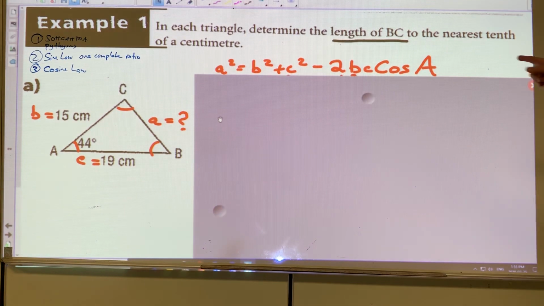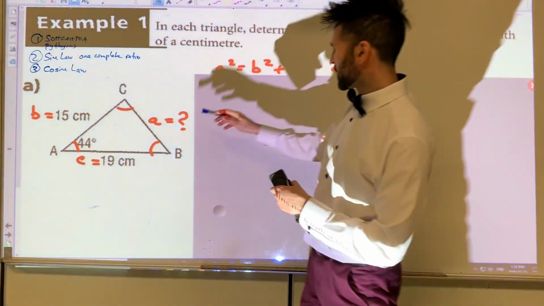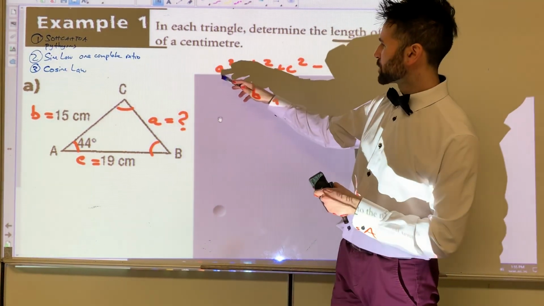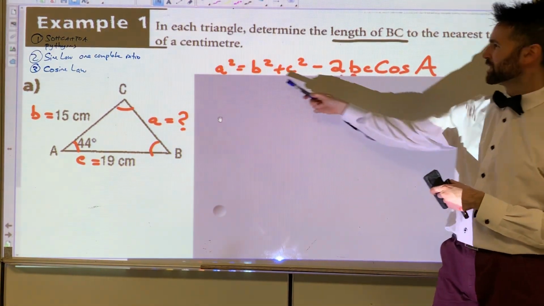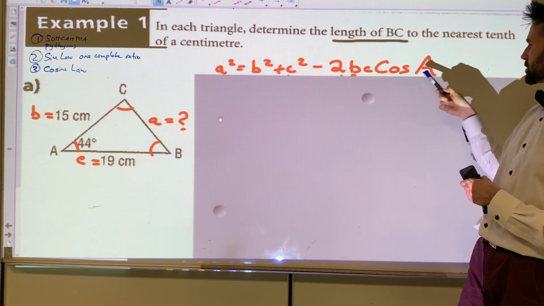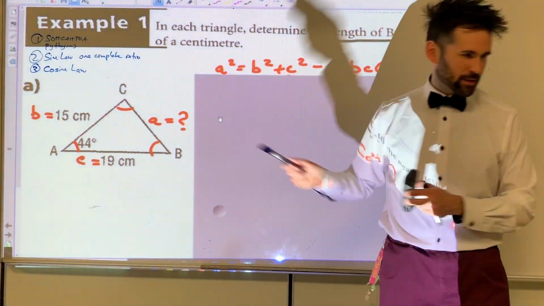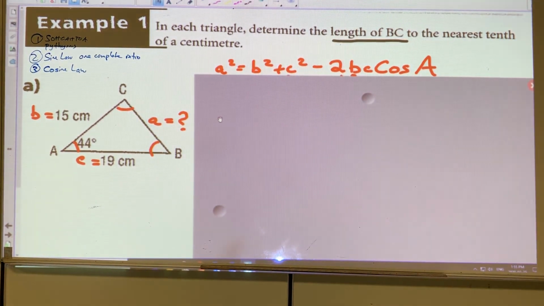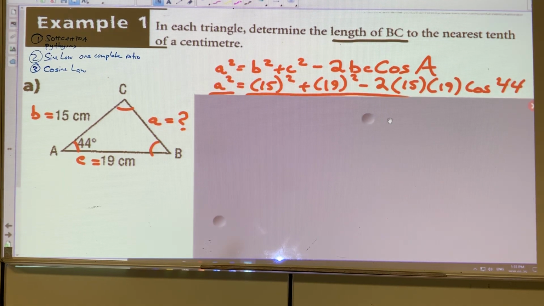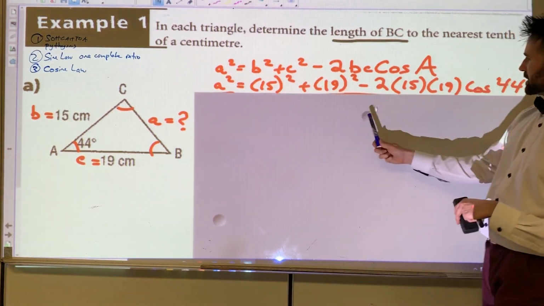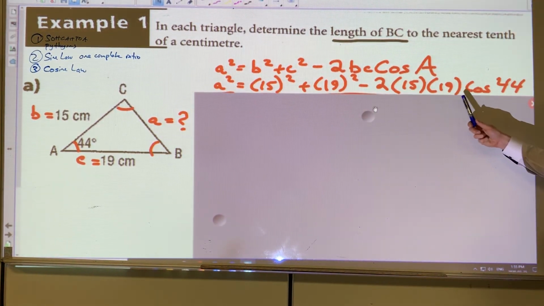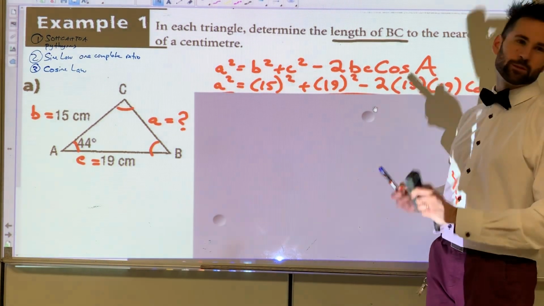So I wrote my cosine law. Because I was solving for a, I wrote the one that has a squared, and then it's the other two sides squared minus 2 times these two things, b c, and then cos A. And I'm going to pop in the information I have. So if there's a lot of writing today, I sort of pre-did that. So b is 15, c is 19, and then 2 times 15 times 19, and then angle A was 44, so cos 44.